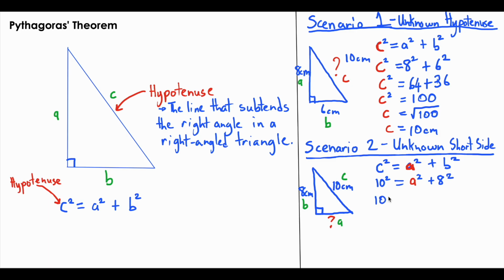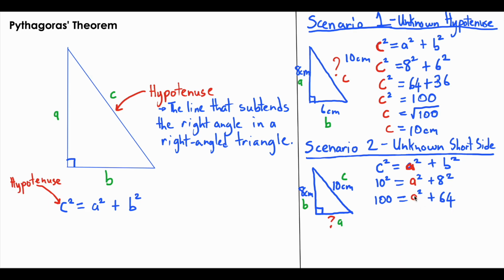So we have 100 is equal to a squared. And then we add that now to, what's 8 squared? 64. 64. Now, this is where things get different. So in order to solve for a squared, or a rather, we have to get this here by itself.